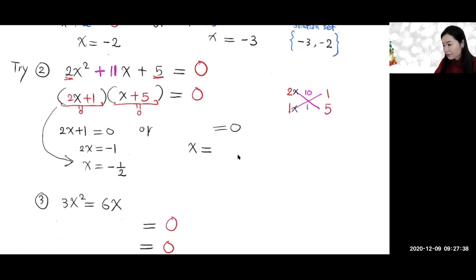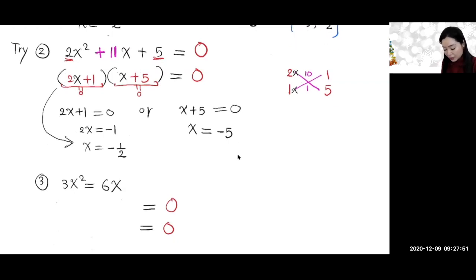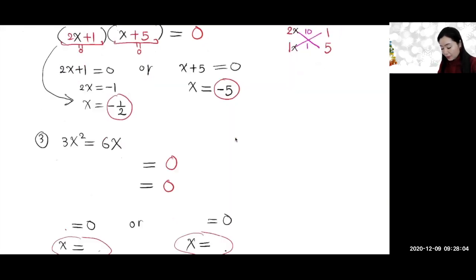Now, if the second factor equals 0, so we have x plus 5 equal to 0. Subtract 5 on both sides, x equals -5, right? Okay. Again, you get two solutions. So you have this solution and also this solution. Two solutions. Okay.